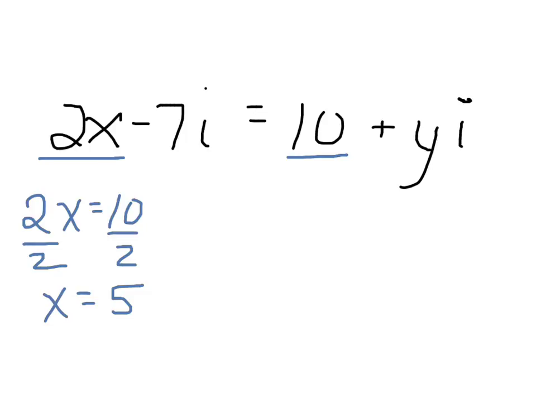What do you think I'm going to do with the y? Same thing, right? Negative 7i equals yi. Now what? What's y equal to?